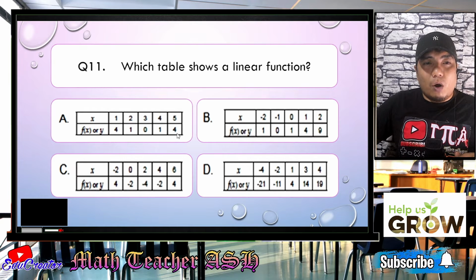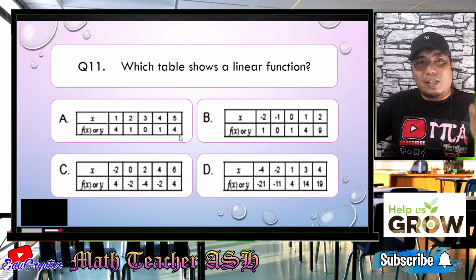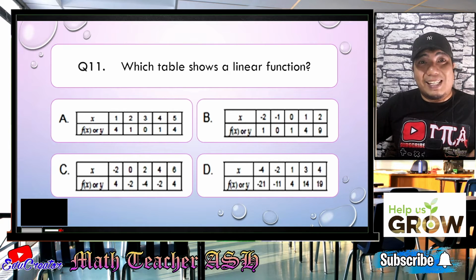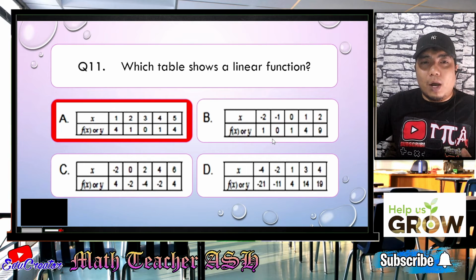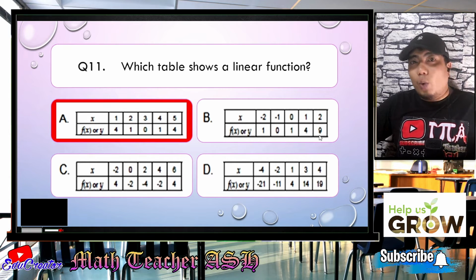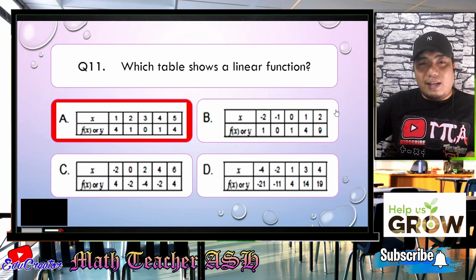However, we have 1 and 4, so it's increasing. So it is not uniform; the trend of this given table of values is not consistently decreasing. So letter A is wrong. All right. How about letter B? 1, 0. It is decreasing. Then, positive 1, positive 4, positive 9. So from decreasing going to increasing, this is also not a linear function.